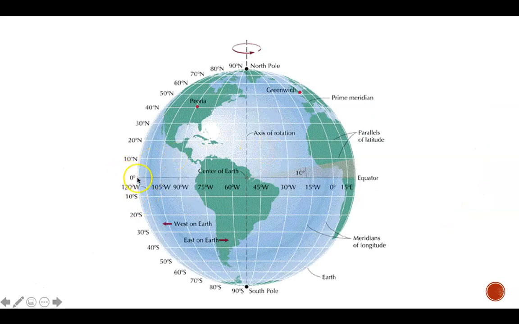Okay, there it is again a little bit more. You got your equator right here. You got your prime meridian right here. 180 degrees around is the international date line.